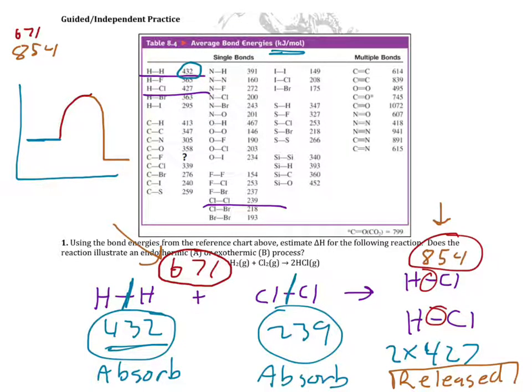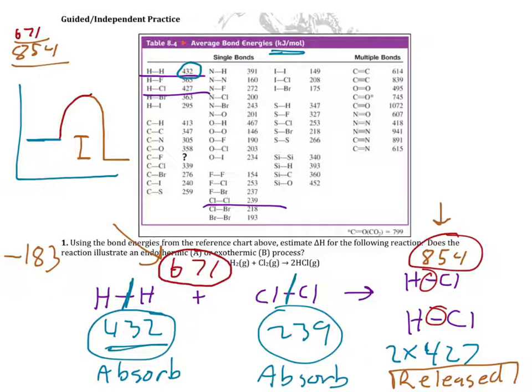And then we can actually figure out what the difference between this and this is, because we know that it's going to go up 671, but then it's going to go down 854. And so if we just subtract those, we can get the amount that it changes. And so because you do bonds broken minus bonds formed, you end up with a negative 183. So from here to here, as we go from reactants to products, it's going to be negative 183.